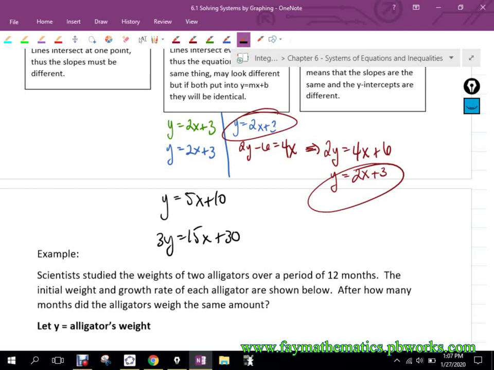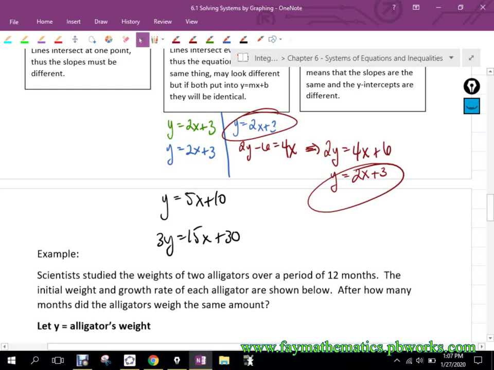And when I do one thing to the left-hand side, and I do the exact same thing to the right-hand side, it maintains equality. It keeps the equation the same, right? Even though it looks different. So whenever you're able to recognize that one equation is a multiple of another, they are indeed the same.